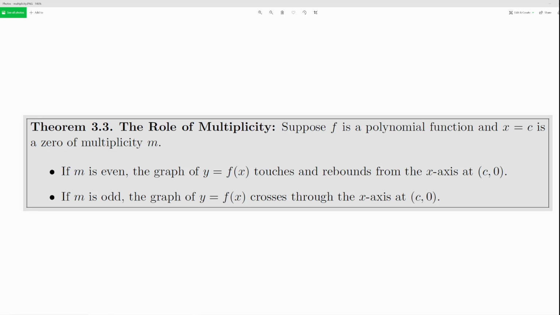Hi everybody. This video concerns two quick facts about polynomials that are useful when you're trying to graph polynomials or when you're constructing the functions based on various information.